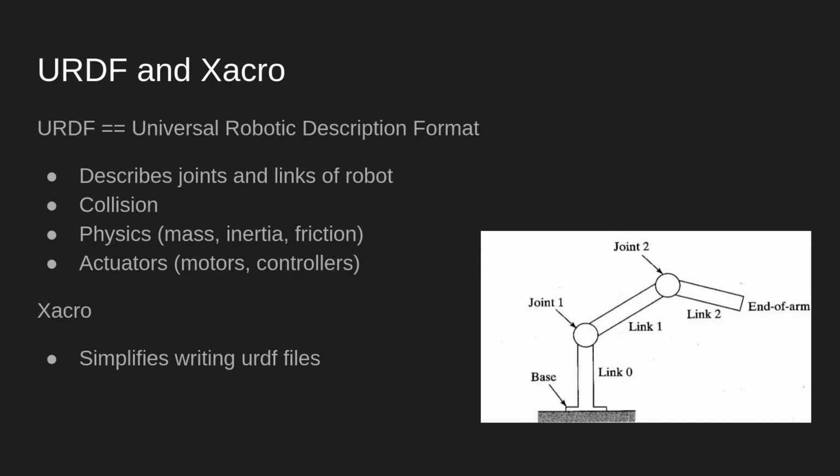Next up, we're going to cover a little bit about URDF and Xacro. URDF, which stands for Universal Robotic Description Format, is a file that describes the geometry and the physics of a robot. On the right, you can see an example of a robotic arm, which is composed of links and joints. You've got the three links here. The rectangles are the links, and we've got the two joints, which are the things that connect the links together.